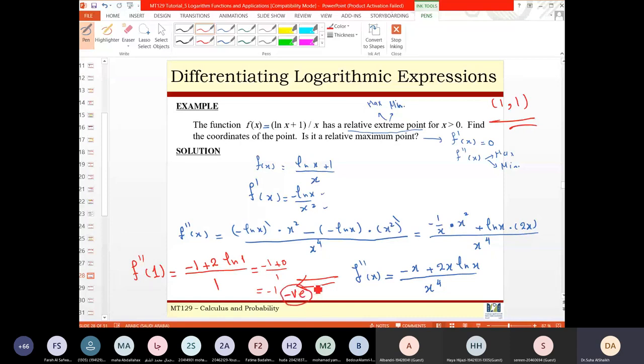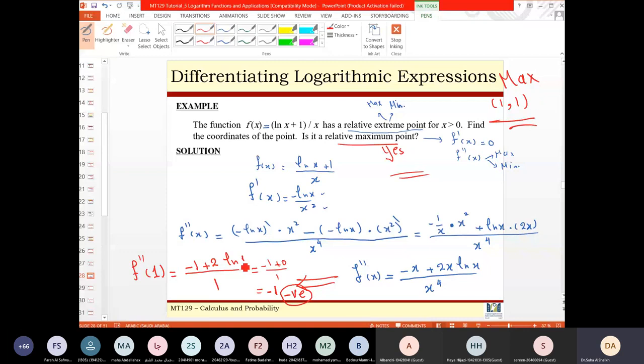So is the point a maximum or a minimum? The point is a maximum or a minimum point? It's a maximum point. Since it's negative, it means concave down, which means my point is a maximum point. So this answers the question. This point is a max point. Is it a relative maximum? Yes, it is a relative maximum point because f double dash is negative at this point.